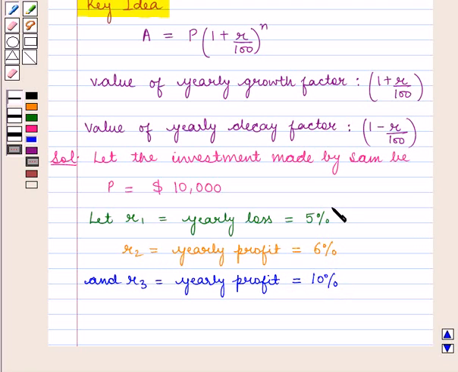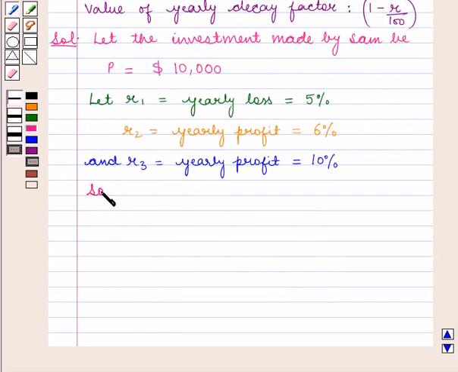As Sam incurred a loss of 5% in the first year, we shall use the yearly decay factor in the compound interest formula for the first year. As he had a profit of 6% in the second year and 10% in the third year, we shall use the yearly growth factor for the second and third year in the compound interest formula.